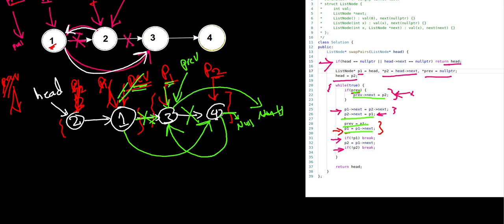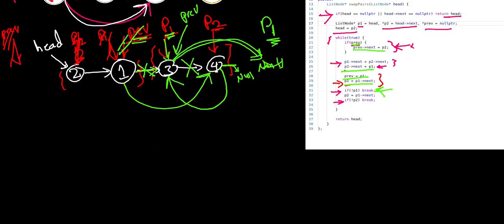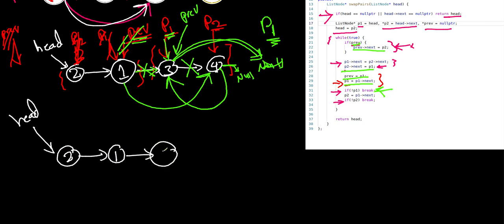P1 equal P1 of next. So this is P1, and now P1 of next is null pointer, which is this link. So P1 is null, and this condition applies, and we break. And after this iteration, the linked list becomes like this: 2 pointed by head, then we have 1. Notice 1 points to 4, then 4 points to 3.